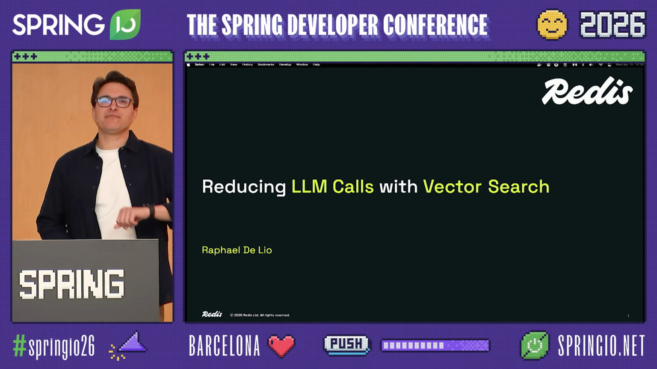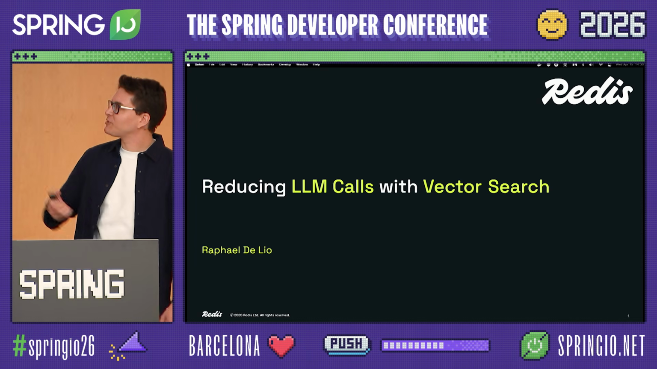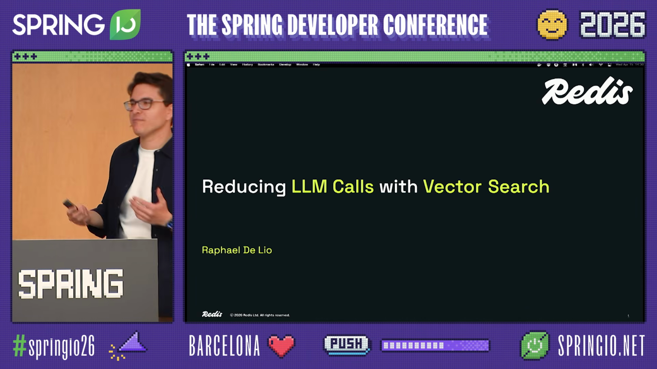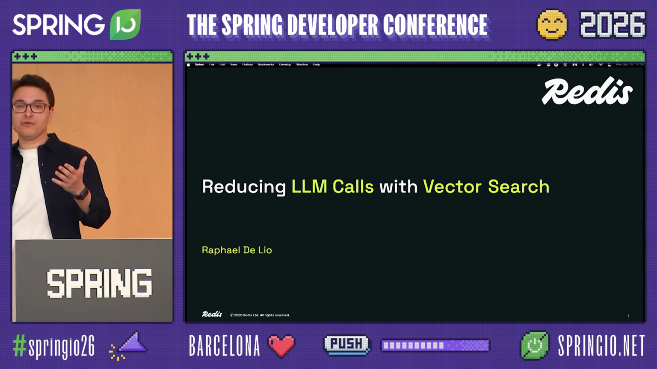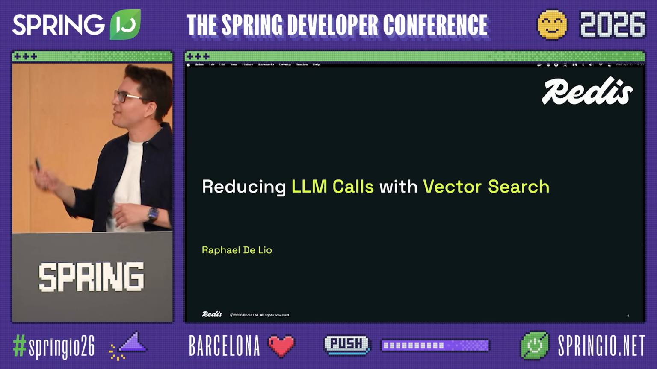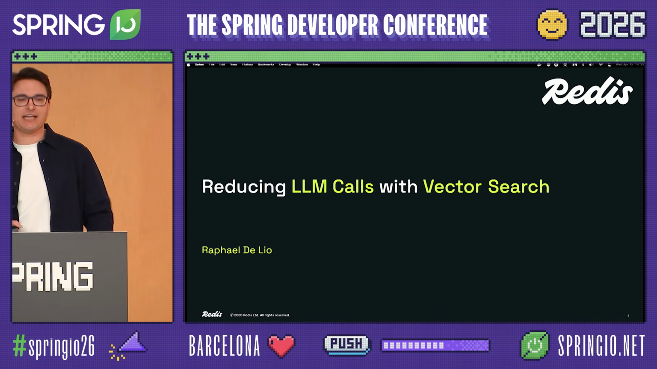All right, I think it's time. We can get started. My name is Raphael De Leo. I work for Redis. I don't really introduce myself because I don't think my talks are about me. I think they're about you and the content that I'm delivering, right? And today I'm here to talk about how we can reduce LLM calls with vector search.